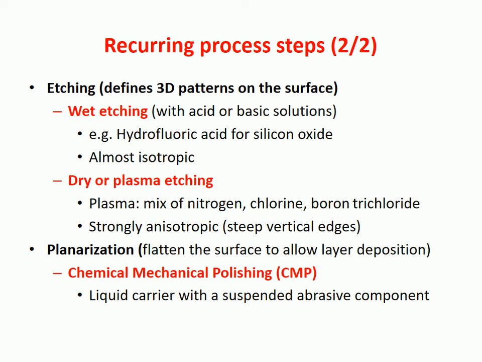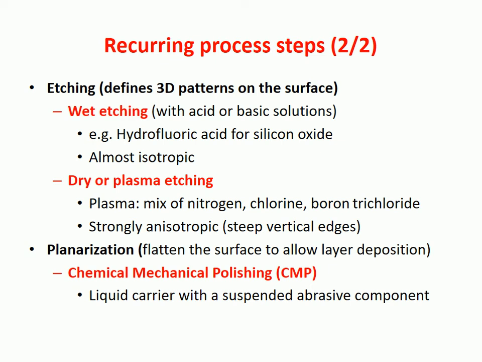Then the other important process steps are etching and planarization. Etching is very important because etching allows us to define three-dimensional patterns by removing material. As I mentioned before, we wanted to remove the oxide, or sometimes you want to remove the silicon on the bottom. In order to remove the material, we need a chemical reaction, or a mix of chemical reaction and physical action. There are two types of etching. One is wet etching, and the other one is plasma etching.